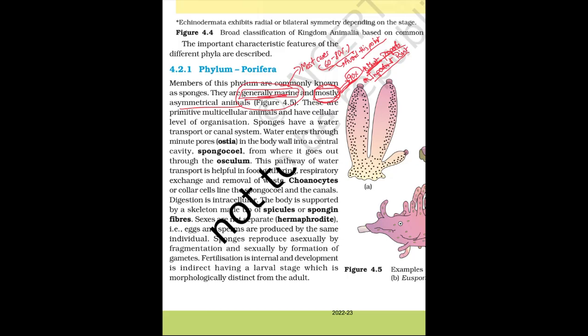So they are talking about a must. 90% means, think like this: if you find 10 animals of Porifera in this world, on this earth, then out of 10, 9 of them are asymmetrical animals. So this is about the terms generally and mostly.